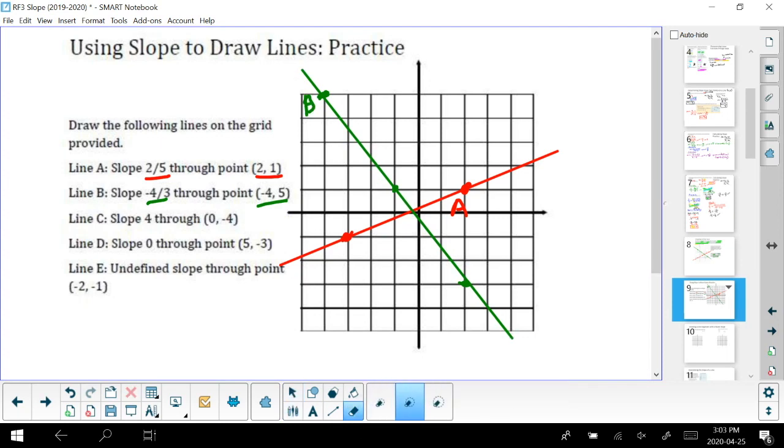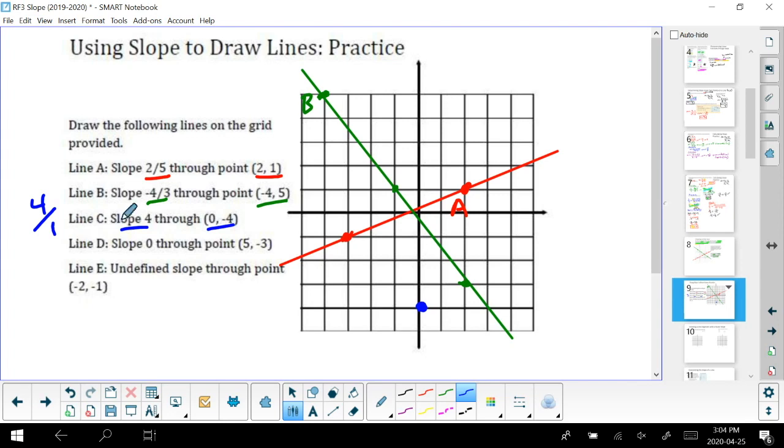Point C, we can see that we've got a starting point of (0, -4), and we have a slope of +4. So let's go ahead and plot our first point. So (0, -4) is right there, and we have a slope of 4. So that slope of 4 really just means that we have a slope of 4/1. So for every 4 units we move up, we're going to move 1 unit to the right.